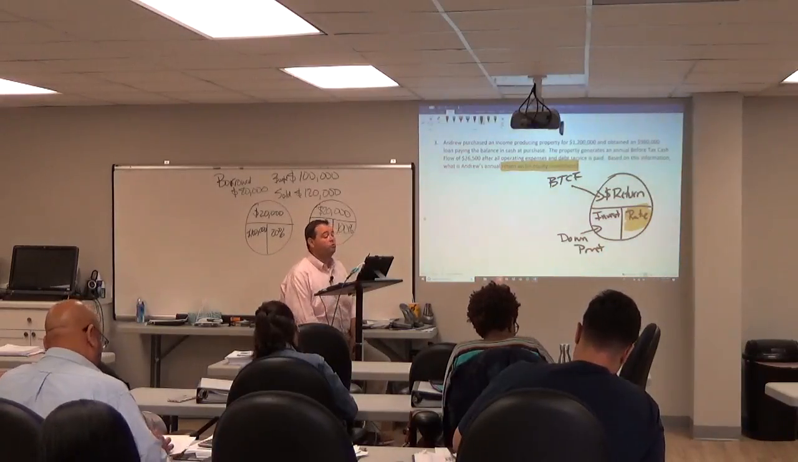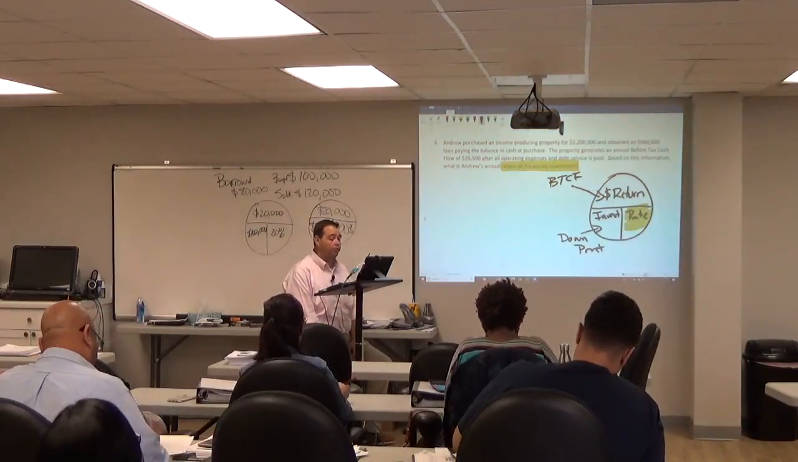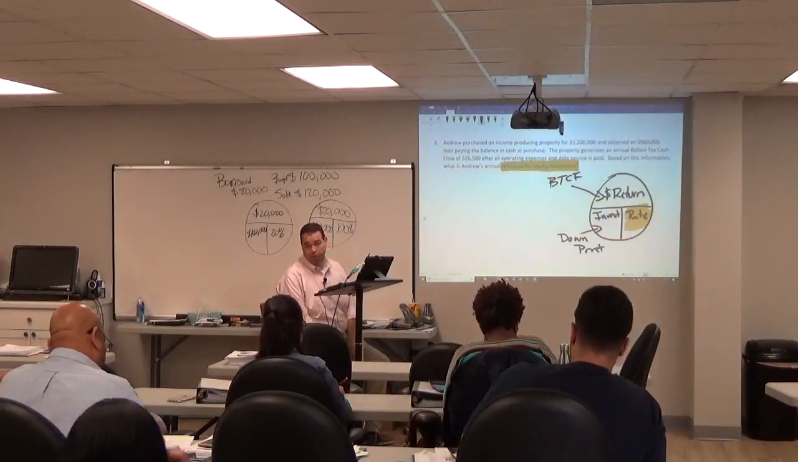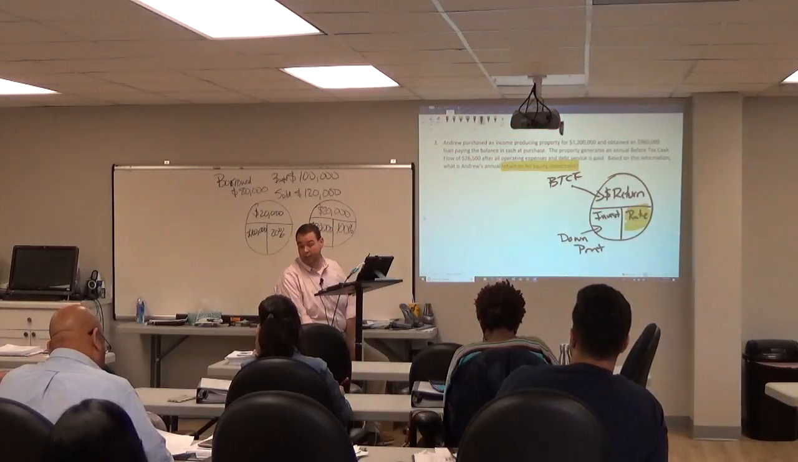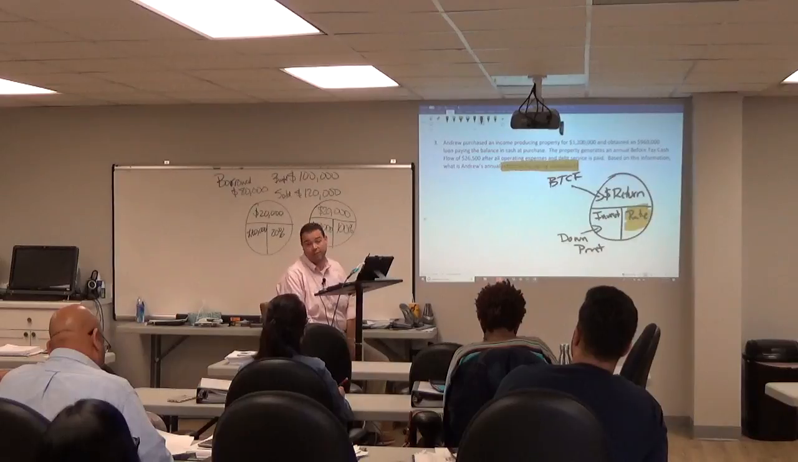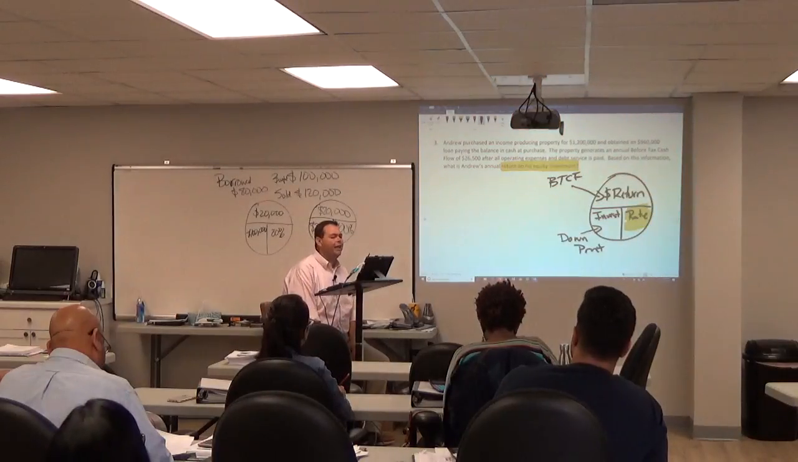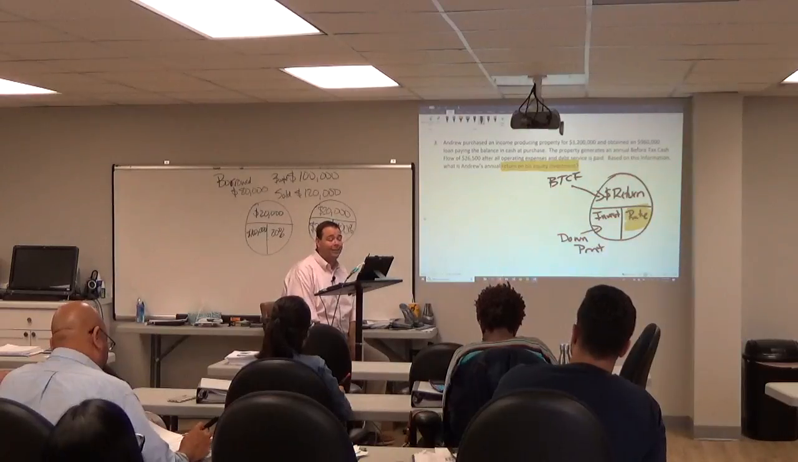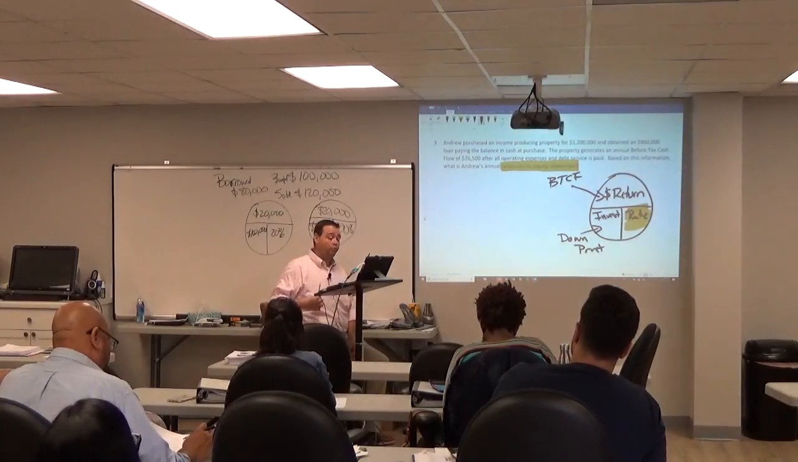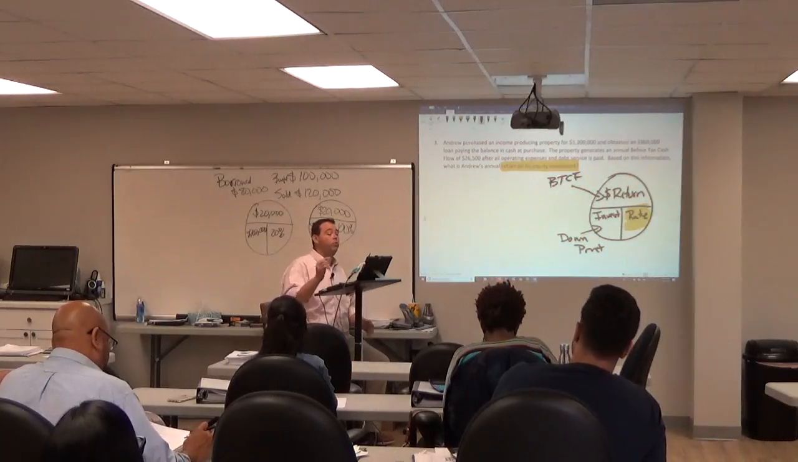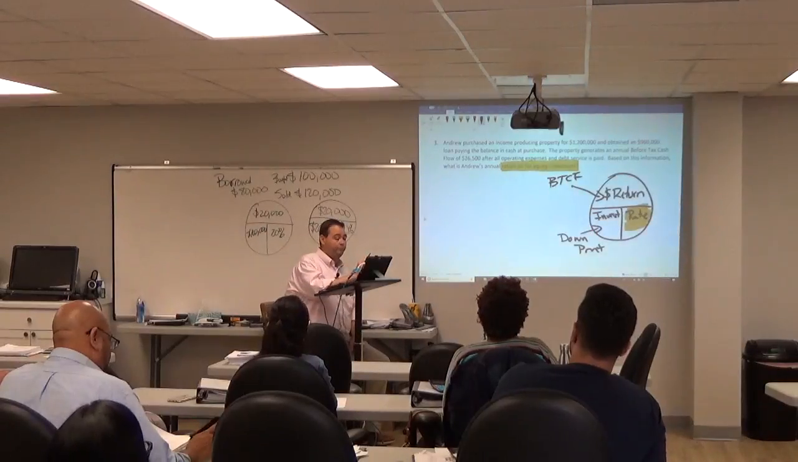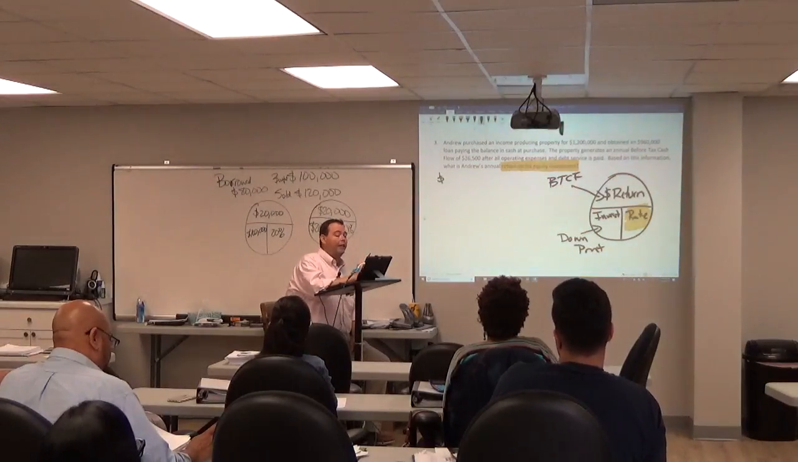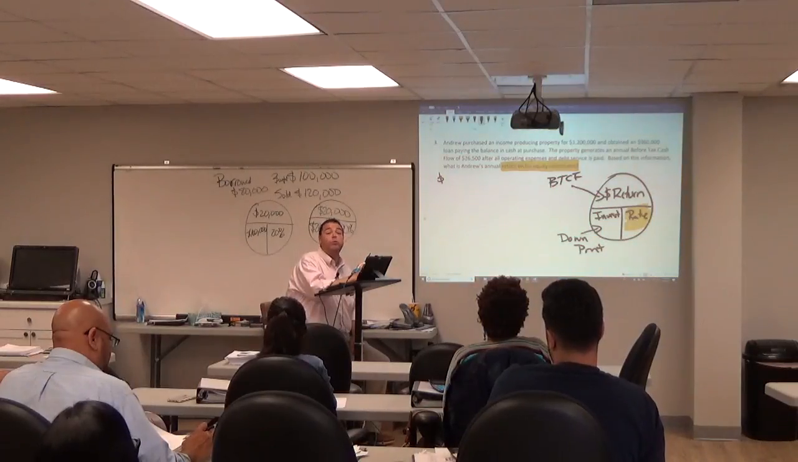So now let's see what we've got up here that we can deal with. It says Andrew purchased an income-producing property for $1.2 million. That doesn't help me because that's not my investment necessarily unless I paid what? Unless I paid cash, and obtained a $960,000 loan paying the balance in cash. So I do have a loan. So in order to deal with those numbers, what am I going to need to do? I need to subtract them so I can see how much my actual equity investment or down payment was.